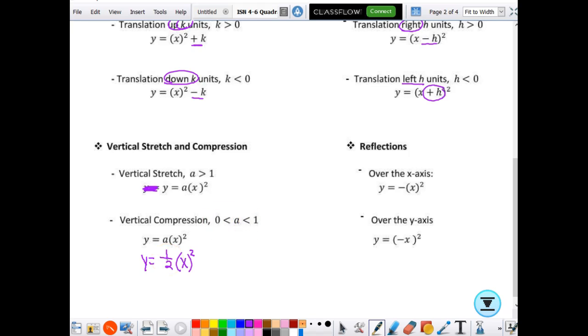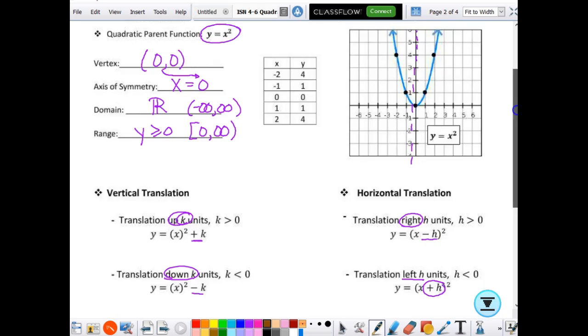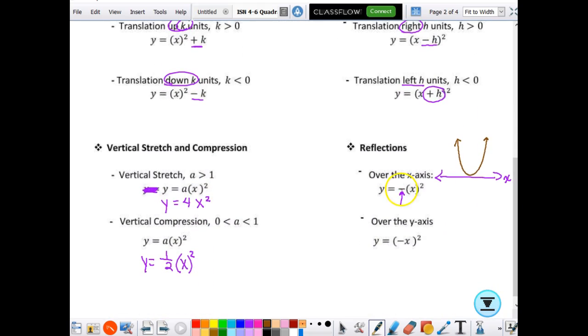You're not going to really see decimals in our class. I mean, maybe in another class. Here would be an example of a stretch. Then if the negative is out in front, it reflects over the x-axis. So here's your x-axis. That would mean instead of up here, like the parent function is, you see the parent function back up here is facing upward, it's pointing upward. If there's a negative, it just flips over the x-axis and faces downward.